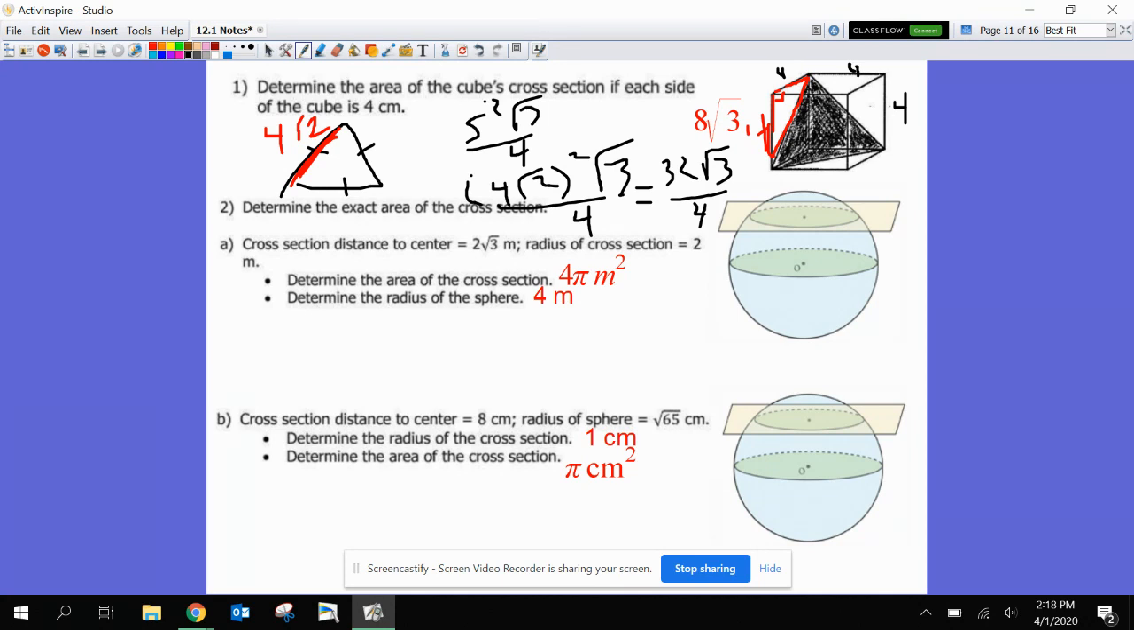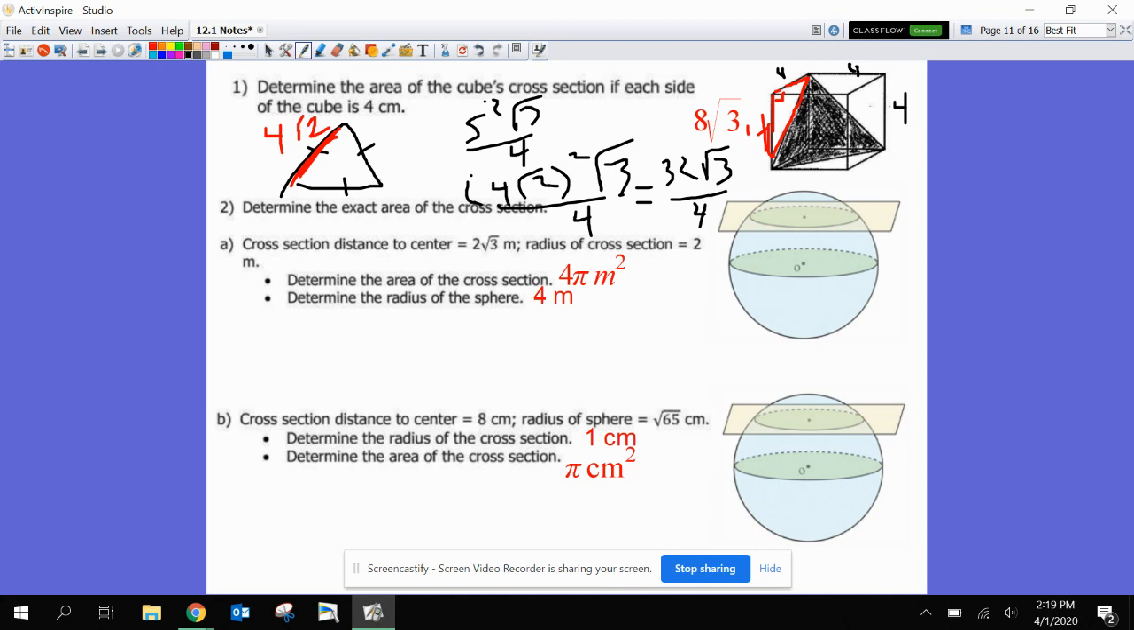It says determine the exact area of the cross-section. It says the cross-section distance to the center is 2 root 3 meters. The radius of the cross-section is 2 meters. We need to find two things. We need the area of the cross-section and the radius of the sphere. Now, we learned a few moments ago that the cross-section of a sphere is always a circle.